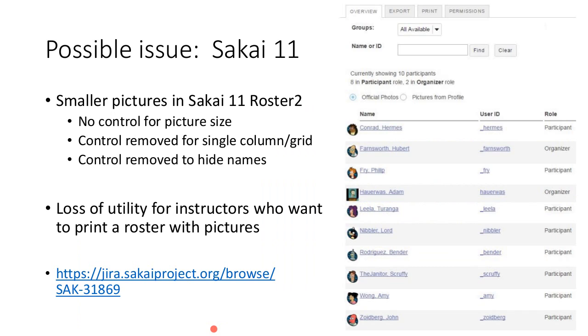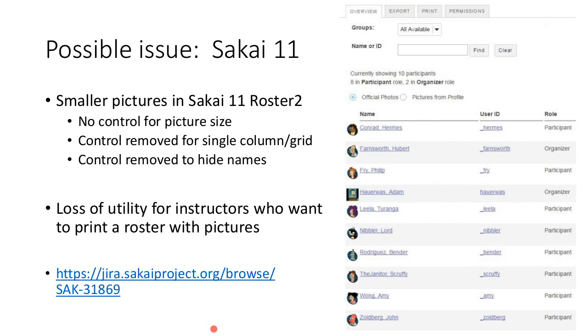I'd like to move on to another possible issue related to student photos and official photos in Sakai, and that is modifications in the Roster 2 tool between Sakai 10 and Sakai 11. Fundamentally, again, we're on Sakai 10. We have this functionality in order to click on pictures and see the pictures.